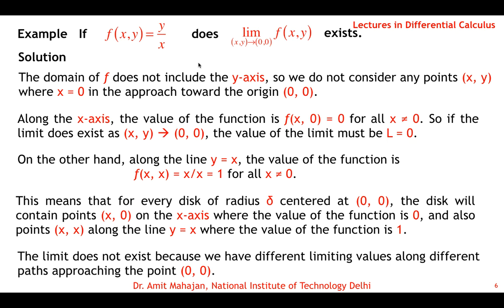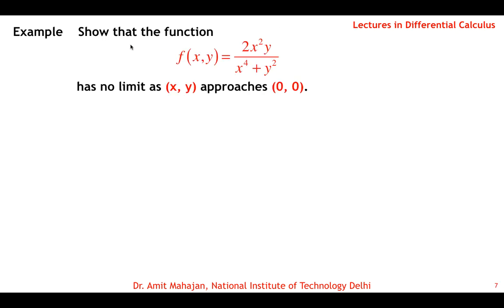Say I take one more example here to show how we can choose this function. Show that the function f(x, y) equals 2x squared y over x to the power 4 plus y squared has no limit as (x, y) approaches origin. We have to show that the limit does not exist as the points tend to origin. Can you show some paths for which the limit value will be different, or can you construct a function y of x such that the x cancels out in the numerator and denominator?